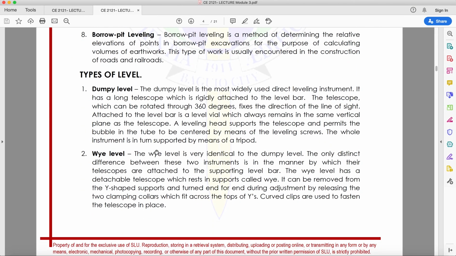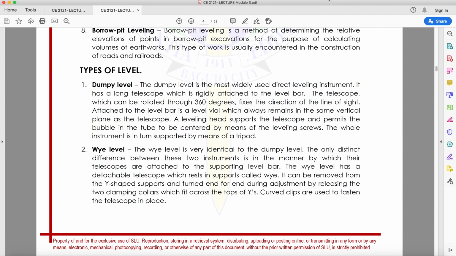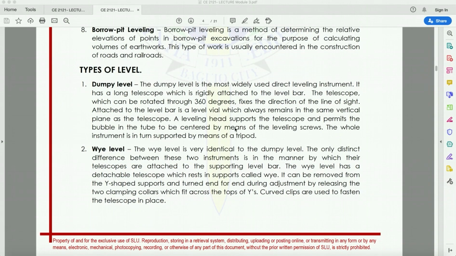And we have the types of level. First off, we have the dumpy level. The dumpy level is the most widely used direct leveling instrument. It has a long telescope which is rigidly attached to the level bar. The telescope, which can be rotated through 360 degrees, fixes the direction of the line of sight. Attached to the level bar is a level vial which always remains in the same vertical plane as the telescope.